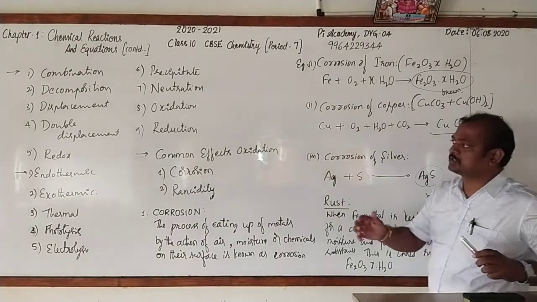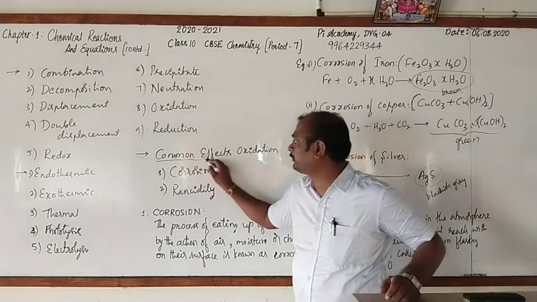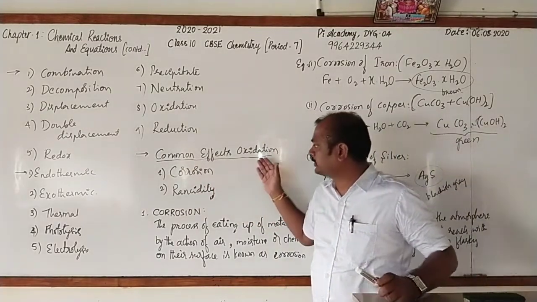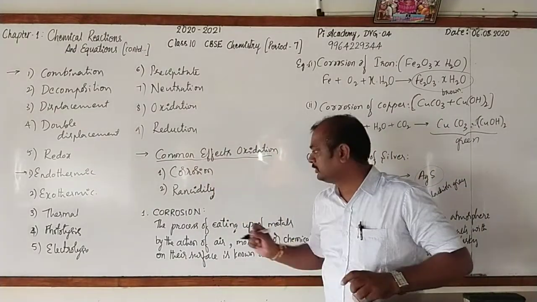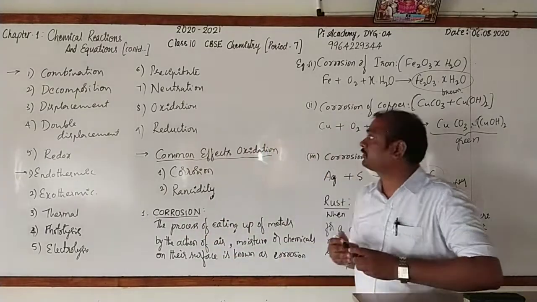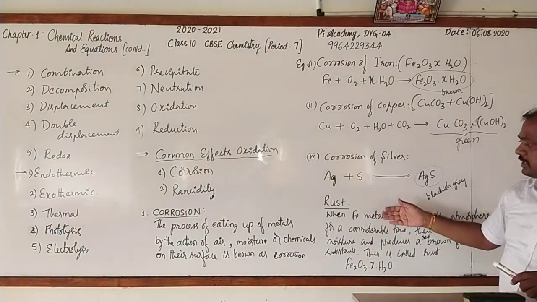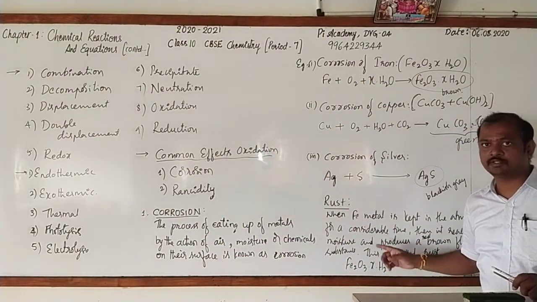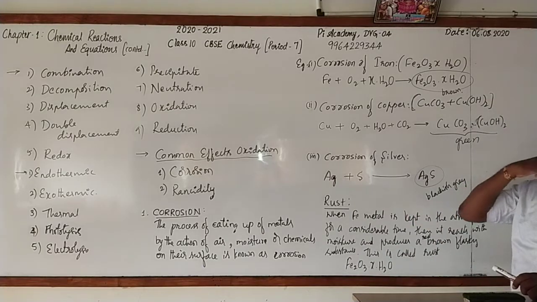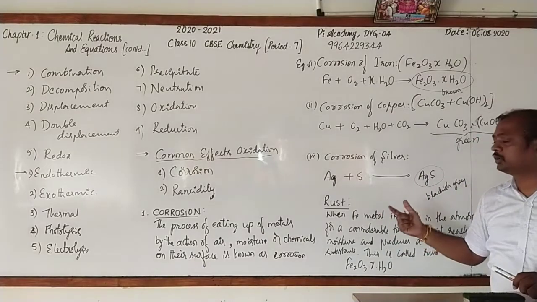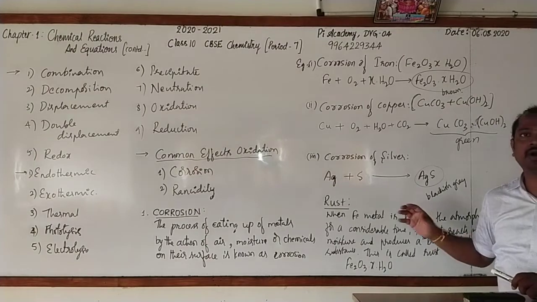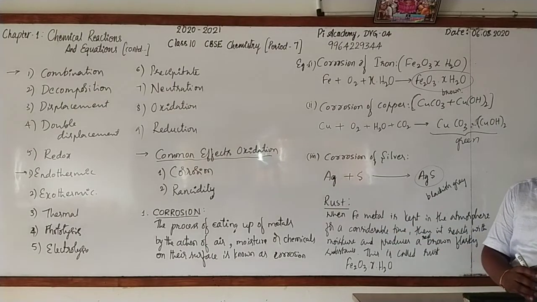Yes, dear students. So now you are going to copy from here. Common effects of oxidation, write these two. Then write the definition of corrosion, and these are the examples, and write about rust. Then afterwards we will move on to another concept, that is how to avoid the metals from rusting.